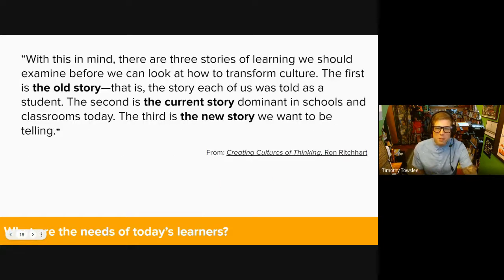So with this in mind, we need to think about, what is the old story? Maybe the story that was told when we were in school, when we were in our students' seats. What's the current story, which you've addressed in the opening exercise about headlines. And then the third is the new story that we want to be telling.